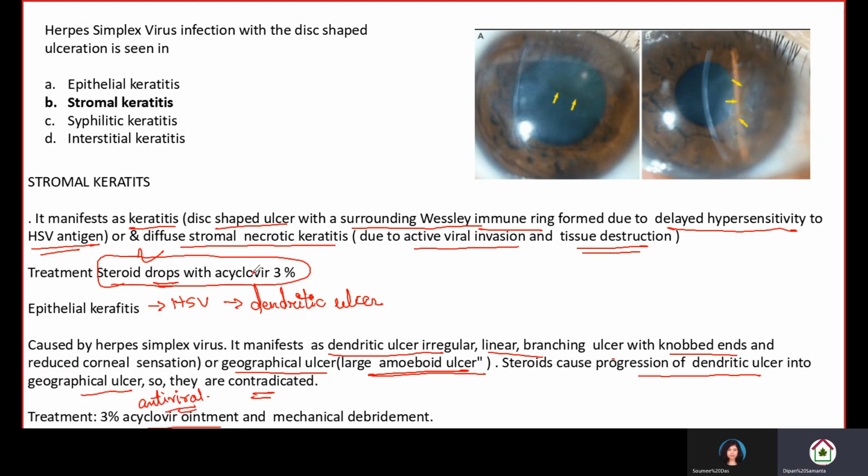But in stromal keratitis, acyclovir is also used, along with steroid drops. Means steroid drops with acyclovir. Steroid drops are used.